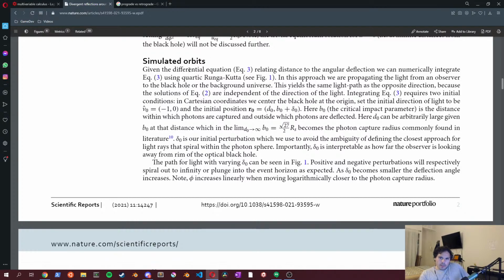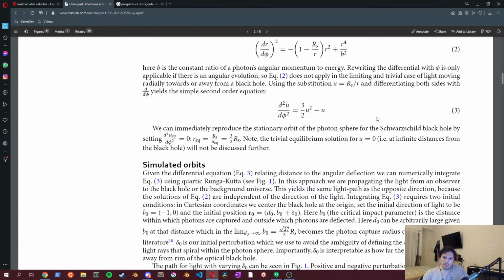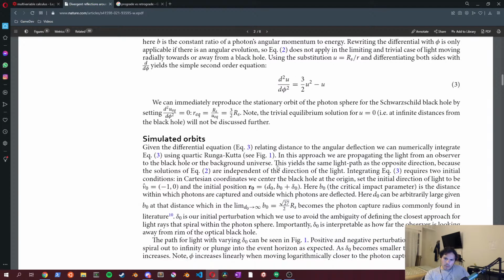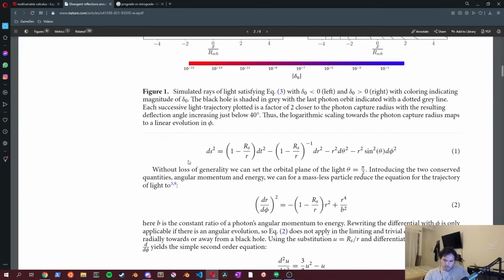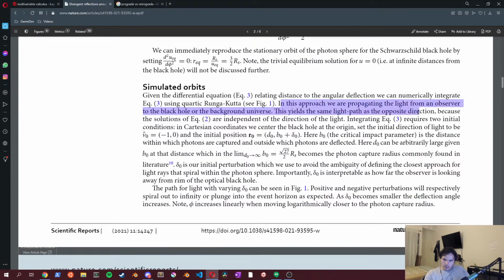Okay, so simulated orbits. Given the differential equation 3, which was this guy, relating distance to angular deflection, we can numerically integrate it using this Runge-Kutta formalism to get figure 1. In this approach, we are propagating light from an observer to the black hole or to the background universe. This yields the same light path as the opposite direction because the solutions of 2 are independent of the direction that the light is traveling.